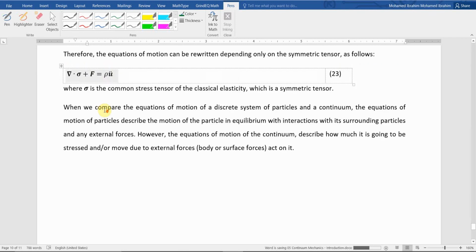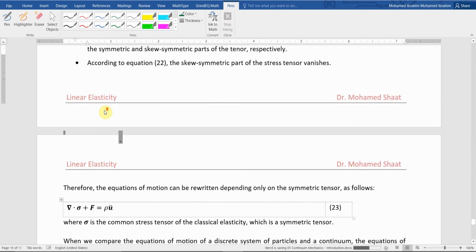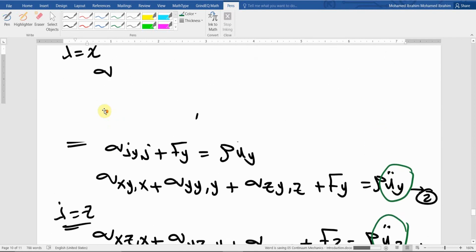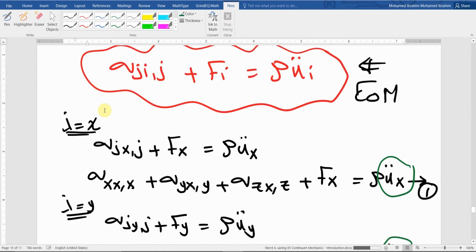So what I did here is an intensive discussion on the formulation of these 3 equations starting from the mechanics of the particle. Also, we have discussed how the mechanics of the continuum is related to the mechanics of the particle. Okay, and this is the end of the first part, or chapter 1 of this course, right? So thank you, and see you in the next video.